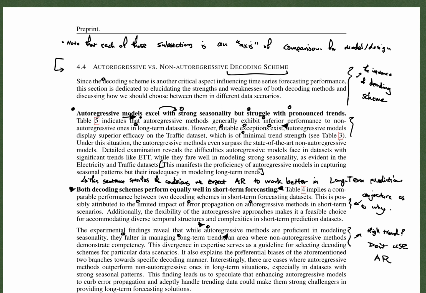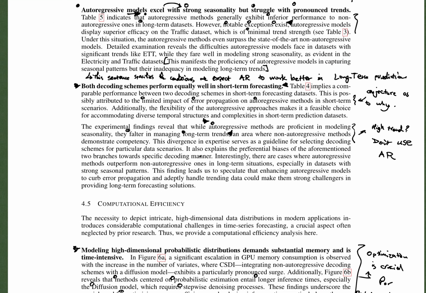So they discussed that the limited impact of error propagation on the autoregressive methods in a short-term scenario is probably the cause why they both do the same thing and are relatively the same. So that's the first part. The second part that they discuss is if you have high trending, again, it might be optimal not to use the autoregressive decoding. So this paragraph results from this one. Again, autoregressive methods are proficient in modeling seasonality, but apparently the representation power might not be optimal for representing longer term trends.